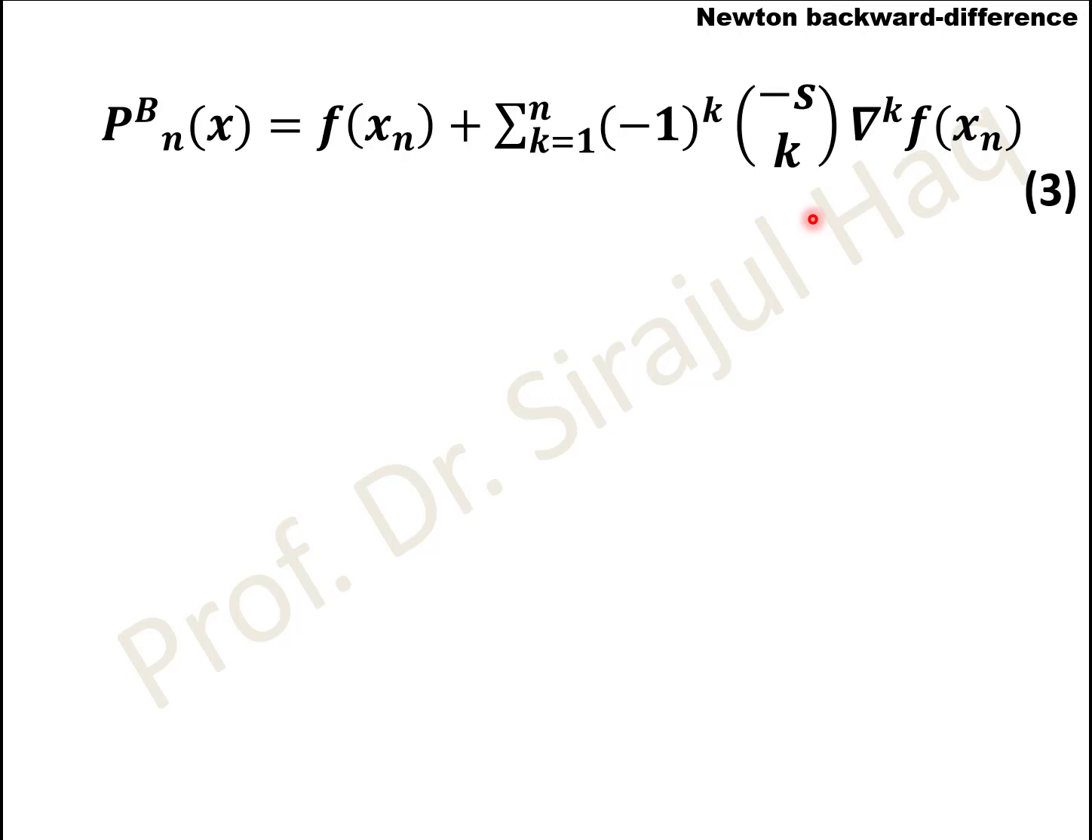Since we are starting from the end point, the value of x will be greater than x0 and smaller than xn. When I say x is equal to xn plus s into h, s is equal to x minus xn divided by h. So x minus xn will be negative because xn is the largest point.